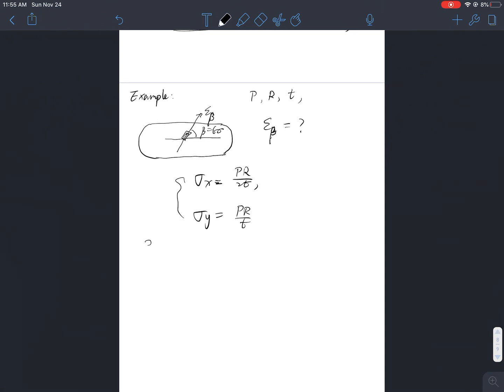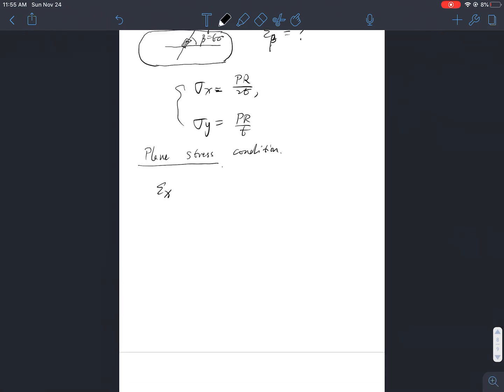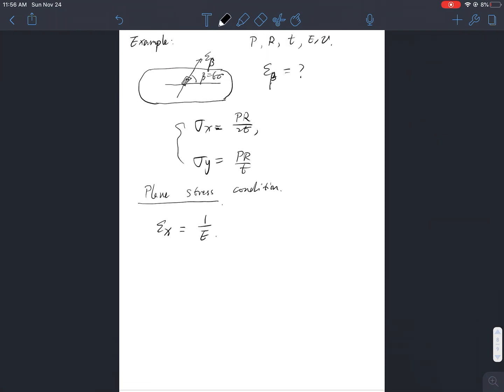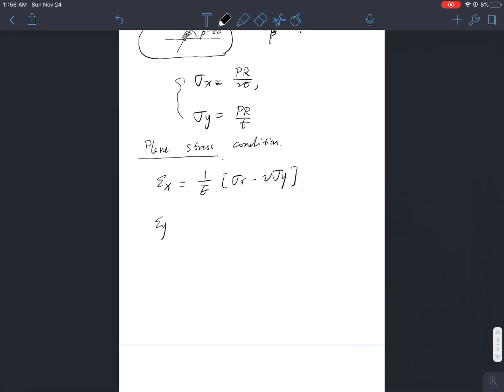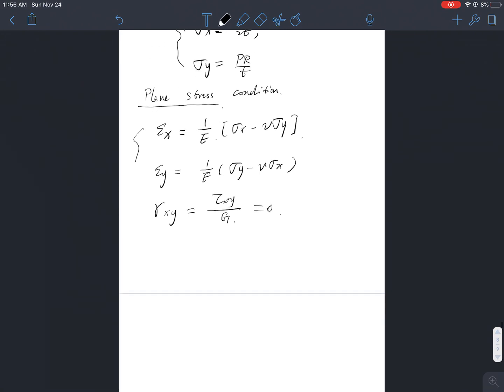Okay. Then what you do? Then you use the plane stress condition. Then epsilon x equal to 1 over E, of course E and nu are known, sigma x minus nu sigma y. Epsilon y equal to 1 over E, sigma y minus nu sigma x. Gamma xy equal to tau xy divided by G. And of course, we know this is 0, no shear, right?